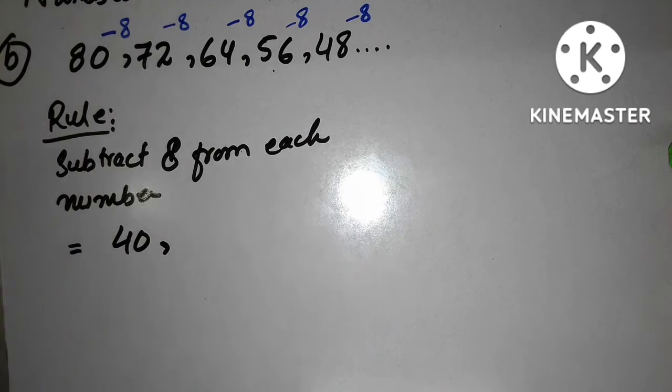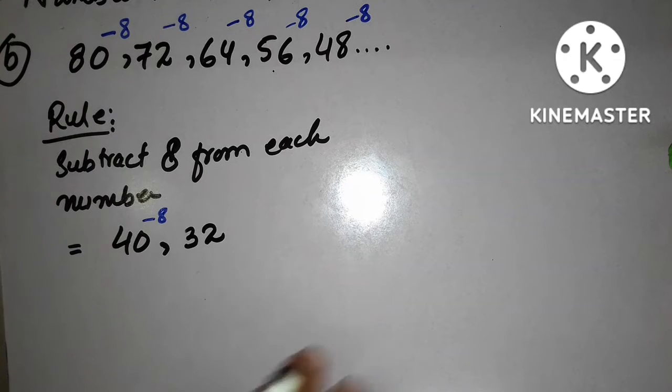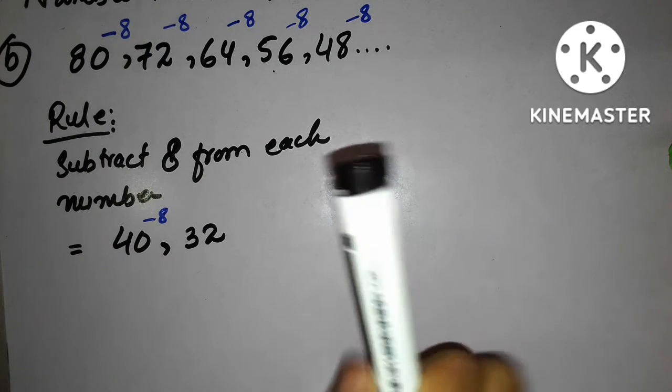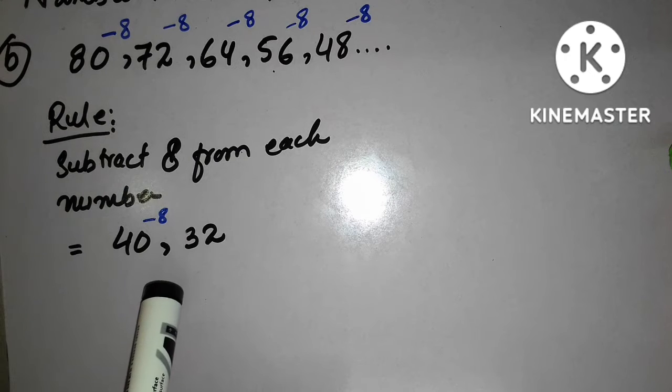Now what we have to do? We have to minus 8 from 40. It will be 32. So these are the required numbers that they are asking. The rule is subtract 8 from each number, and the next two terms are 40 and 32.